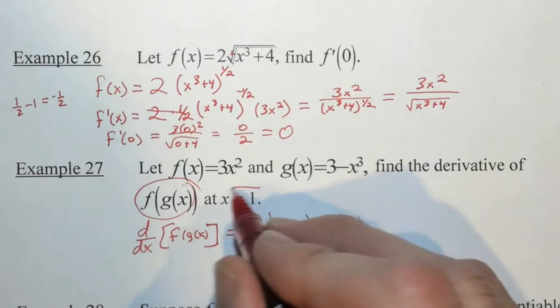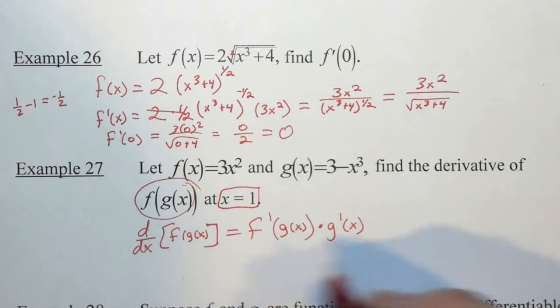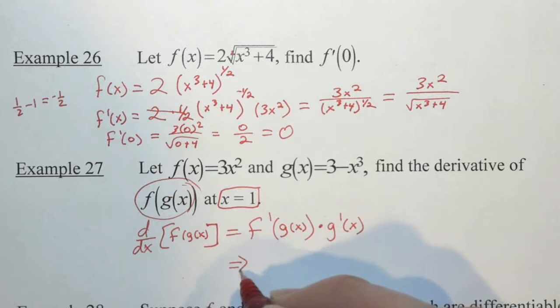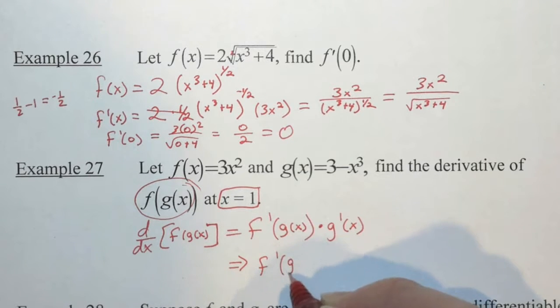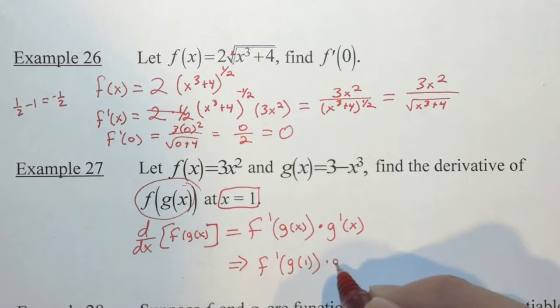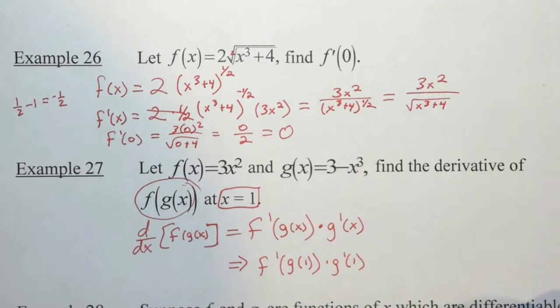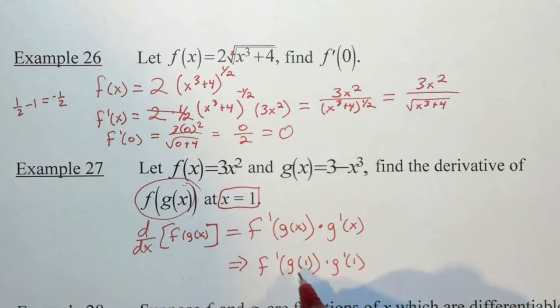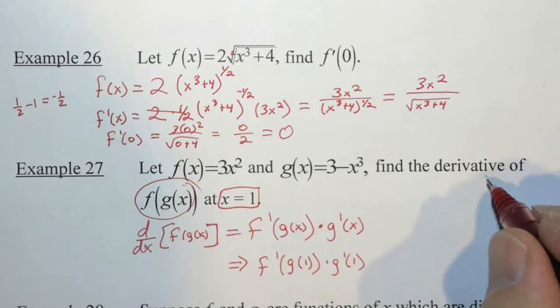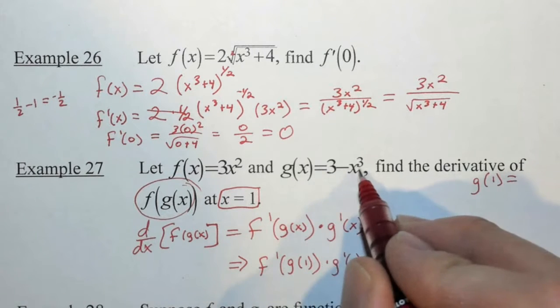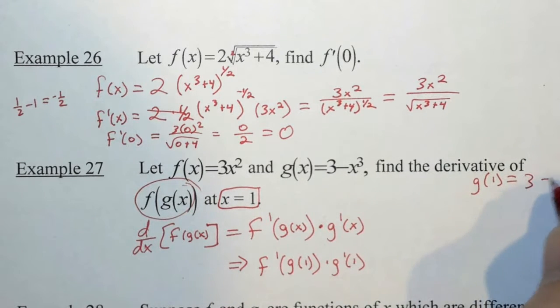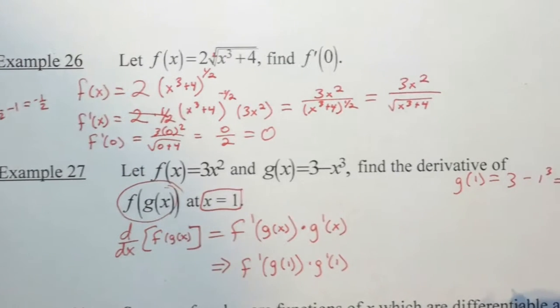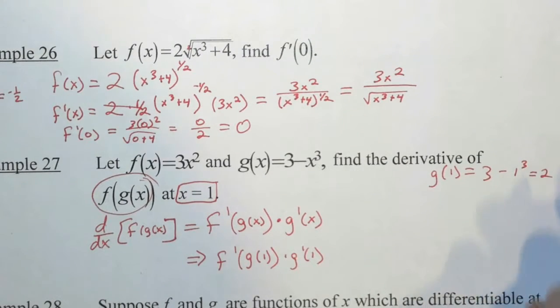We're interested when x is equal to 1, which means what we're really looking for here is f prime of g of 1 times g prime of 1. Well, instead of putting this all together, let's just do the individual parts. We need g of 1. Let's figure out what g of 1 is. G of 1 means we plug 1 into our function. So we have 3 minus 1 cubed. 3 minus 1 is 2. Oops, that's off the screen. Sorry about that. So we see that 3 minus 1 is 2.